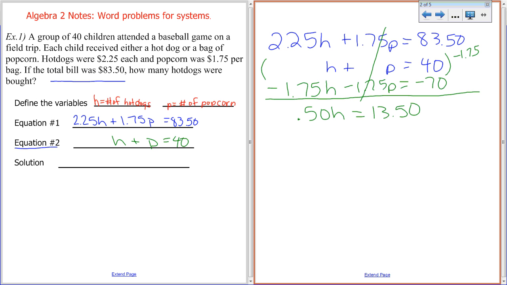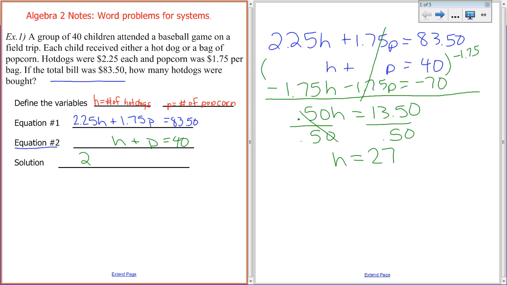So eliminate your P. Dominique, you mentioned using substitution, which substitution will work really great. This is easy to solve for. I would solve for P, so that when you're plugging that in, you have all H variables left. Okay? Not very often do we ask you just to solve for one thing. Most of the time we ask you to solve for both. We divide by 0.50H, or 0.50 or 0.5, and we get H is equal to 27. So I have 27 hot dogs.